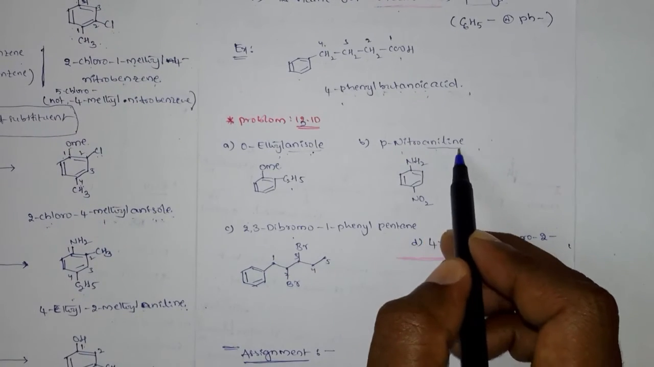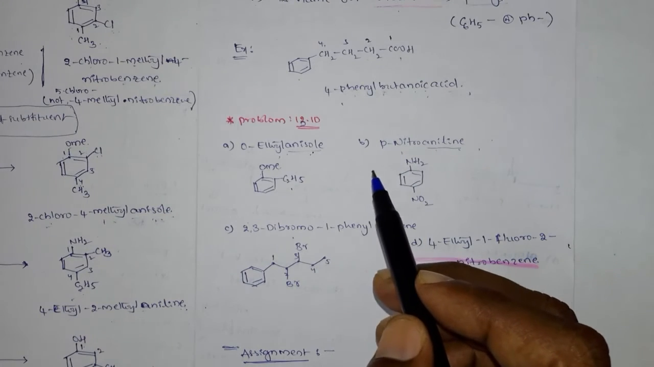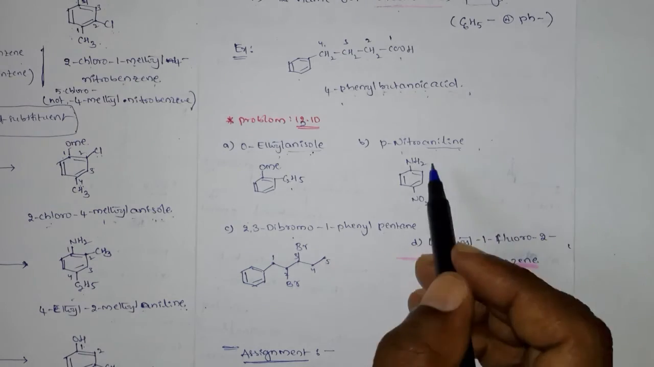Next, para nitroaniline. Para means 1-4 position. So at the 1-4 position, what are there? Nitro and aniline. Aniline means NH2 group. So at the 1-4 position, NH2 and NO2.